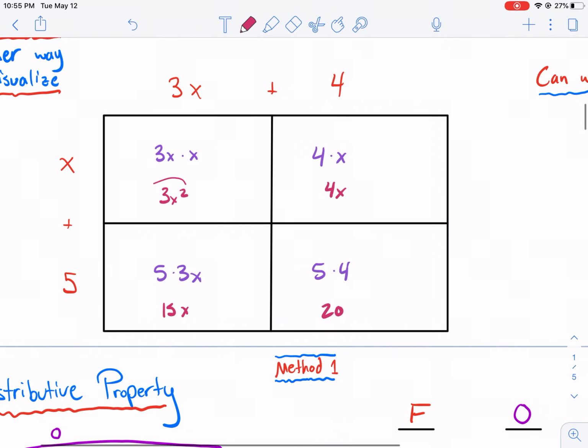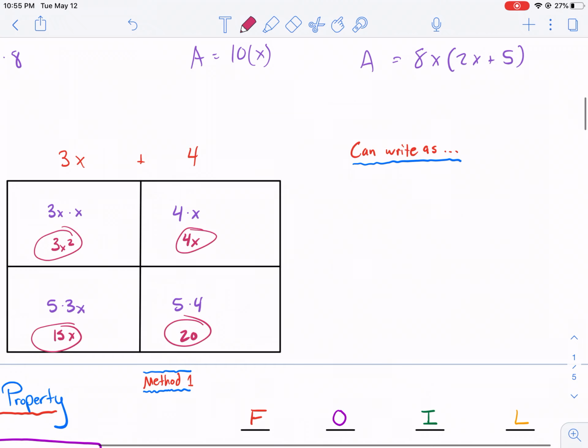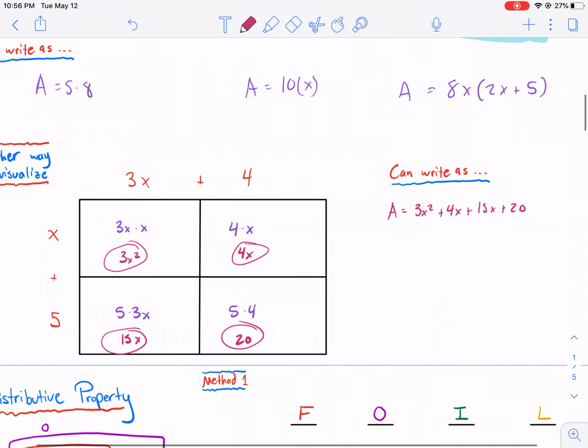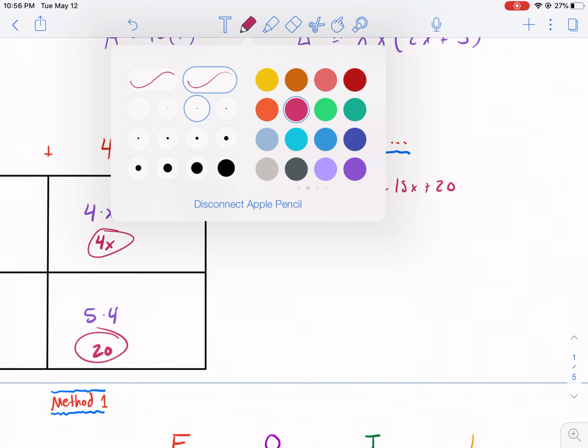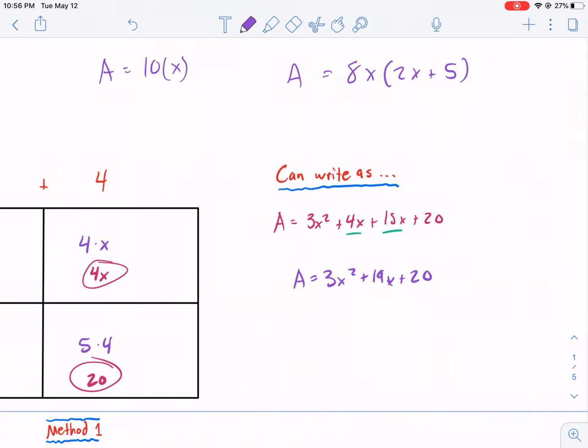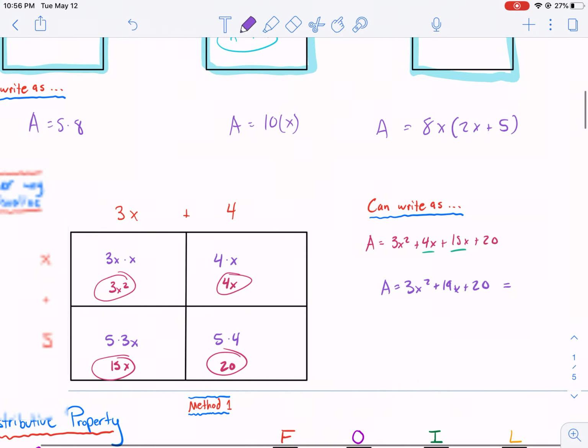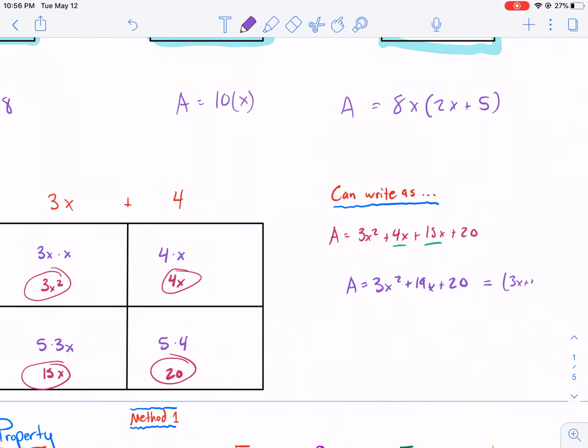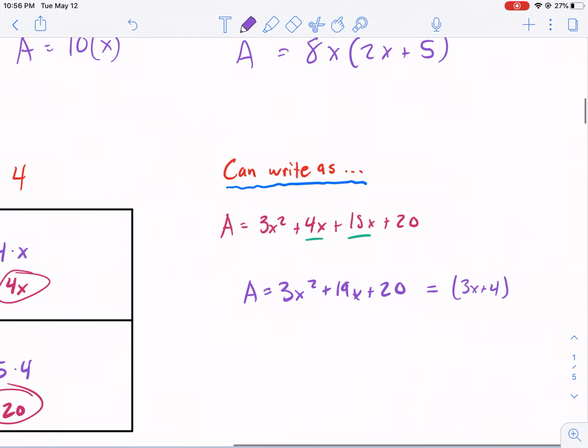Now, which one is our answer? Well, all of them. We need to combine these all somehow. How do we write it? Well, we can say that the area is equal to 3x squared plus 4x plus 15x plus 20. Okay, we're going to combine like terms. You always have to be mindful of this. And once we do that, we get area equals 3x squared plus 19x plus 20. This was another way to write this problem. This was equal to 3x plus 4 in parentheses because it's being multiplied by x plus 5.